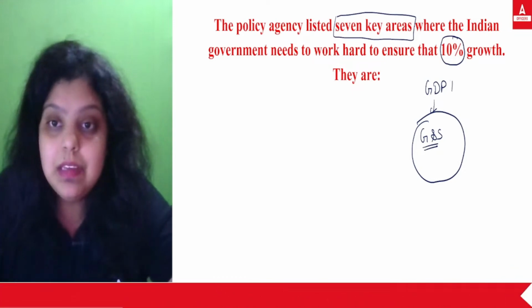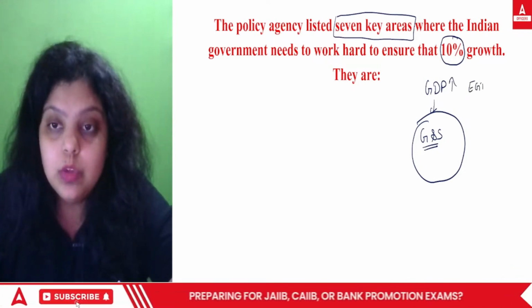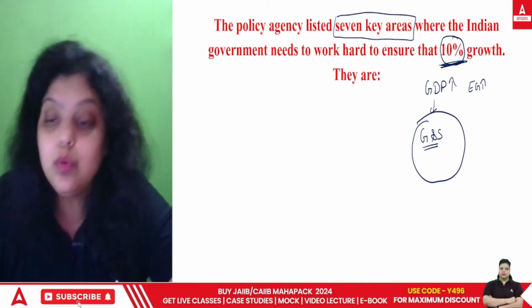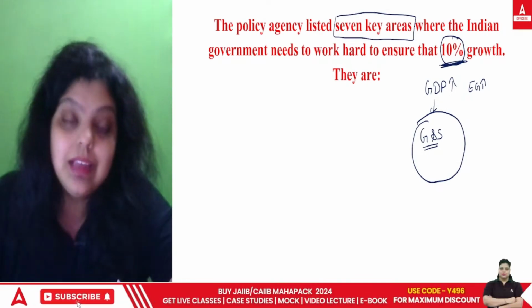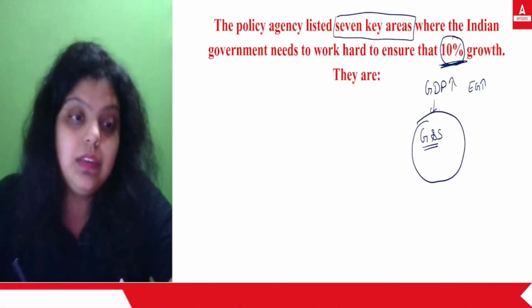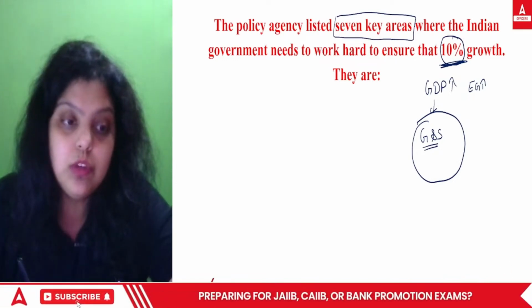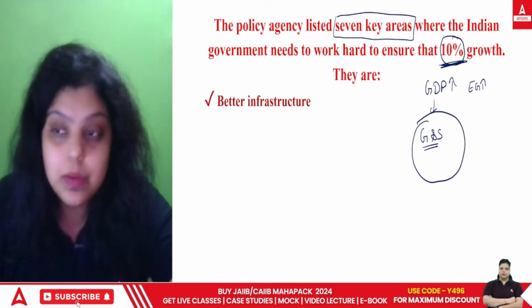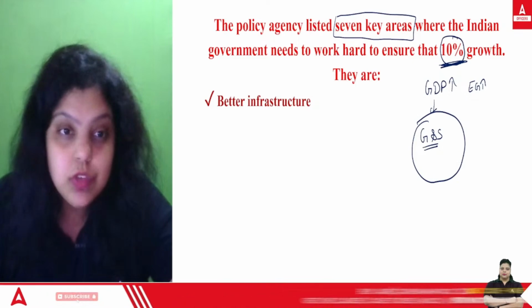And if your GDP is increasing, so does your economic growth. And if you want growth of 10 percent every year, you have to work on the 7 areas defined by NITI Aayog. The first area that NITI Aayog said has to be focused on is better infrastructure. Infrastructure means roads, buildings, hospitals, schools, financial institutions, etc.